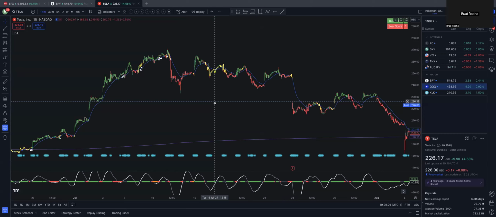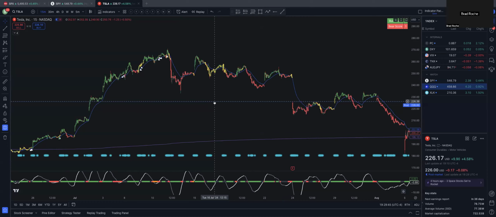The edge we have as retail traders is that we don't have millions and millions of dollars to move in and out of the markets. It doesn't take us weeks to unload a position. We can get out instantly. Okay. That's the edge we have as retail traders.